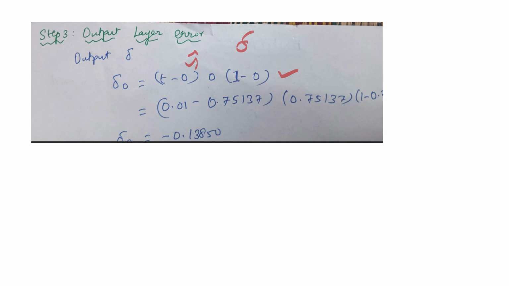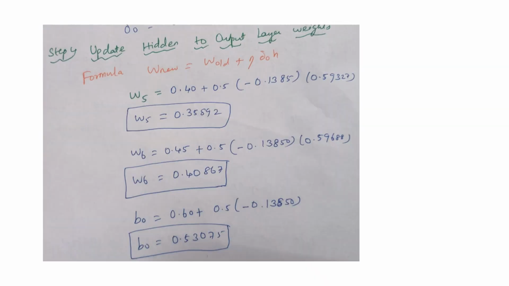Target minus output, multiplied by output into 1 minus output. We know our target is 0.01. So this is the value we received, y cap, and 1 minus this y cap. Like this we have applied, and we received the answer of this equation as minus 0.13850. So this is the loss at the output layer, or error at the output layer.